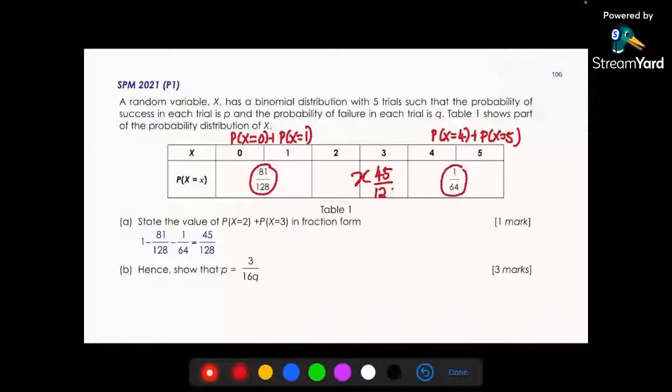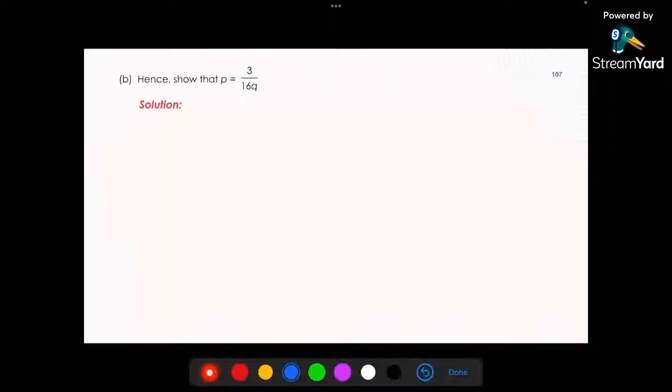Okay, now dia kata hence. Bila ada perkataan hence ni, maksudnya you have to use yang jawapan dekat atas ni. Tak boleh guna yang benda lain ya. You have to use this information. You cannot use other than this. Okay, kalau awak guna cara lain, you takkan dapat markah yang sama. So hence by using this one, maksudnya you have to use P(X=2) dengan P(X=3) gunakan formula nCr tu. So this is what we get. Show that P is equals to 3/16Q.